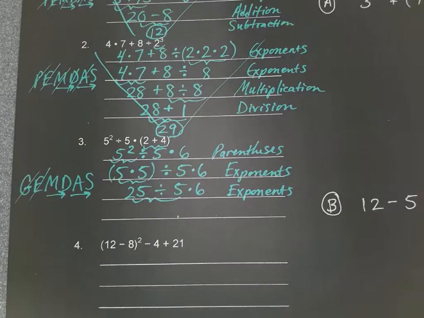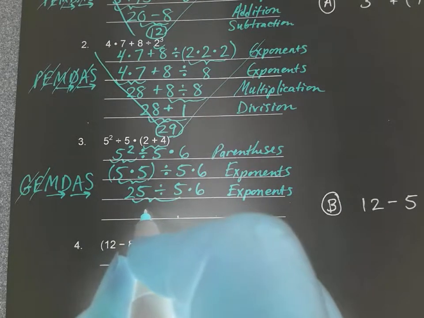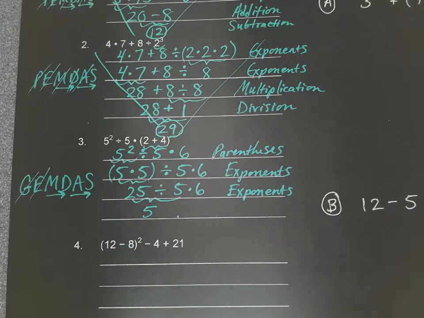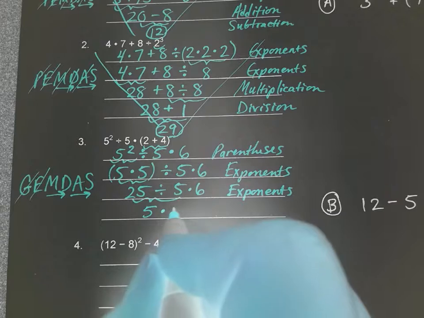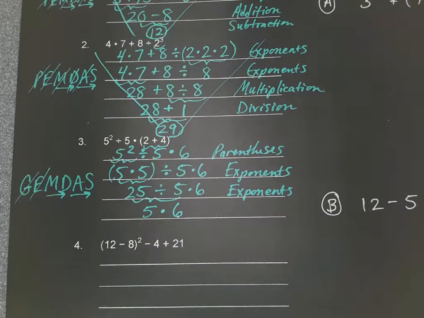What is 25 divided by 5? 5 times 4 is 20. 5 times 5, that's it. 5 goes into 25 5 times. And we bring down everything we have not used yet. That multiplication symbol, still there. That 6, bring it down.